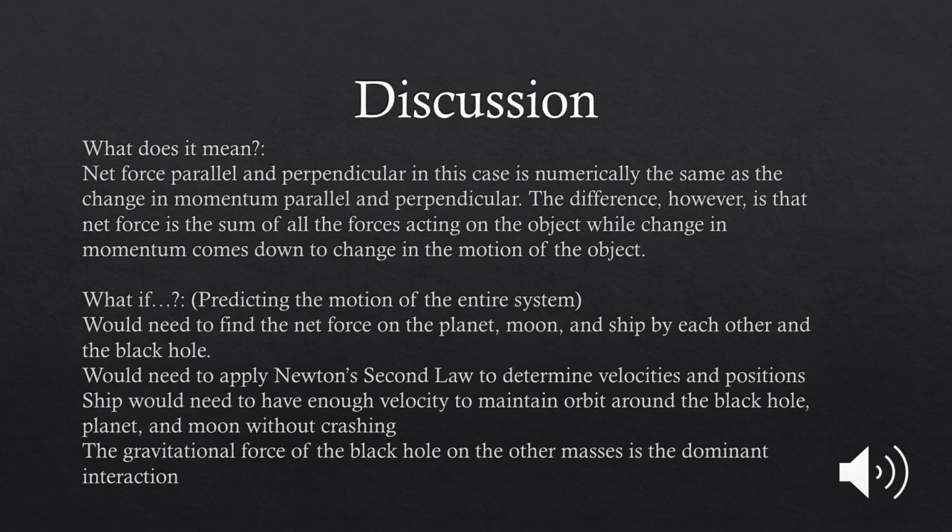So what if we are predicting the motion of the entire system, including the planet, moon, and ship affecting each other, and the black hole? We would need to find the net force from each of these individual forces. We would need to apply Newton's second law to determine velocities and positions. The ship would need to have enough velocity to maintain orbit around the black hole, planet, and moon without crashing, and the gravitational force of the black hole on the other masses is going to be the dominant interaction.